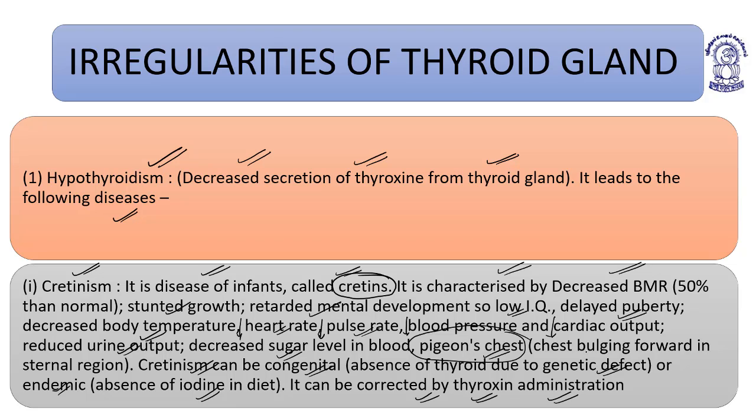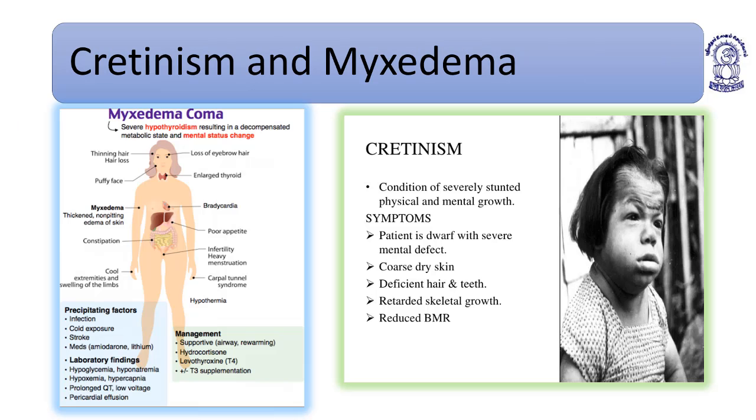Cretinism can be congenital because of absence of thyroid gland due to genetic defect, or endemic because of the absence of iodine in diet. It can be corrected by thyroxine administration. Cretinism and myxedema: myxedema is found in adults and cretinism in infants.